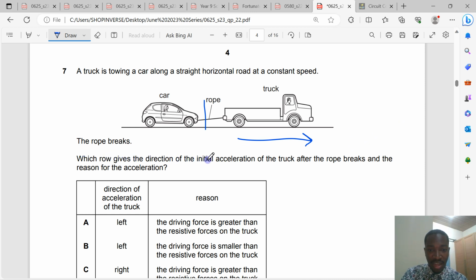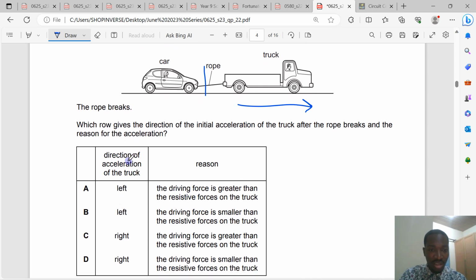Which row gives the direction of the initial acceleration of the truck after the rope breaks and the reason for the acceleration? Why would it accelerate? Let's see. Direction of acceleration to the left? No, it should be to the right. Left? No. Right. Good. This is correct. This is also correct. To the right.